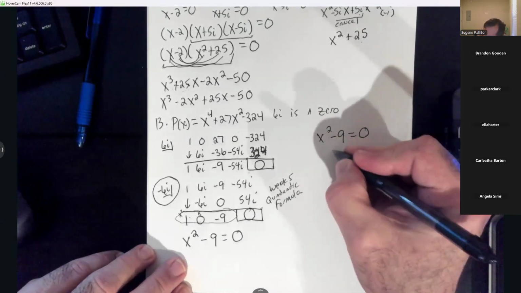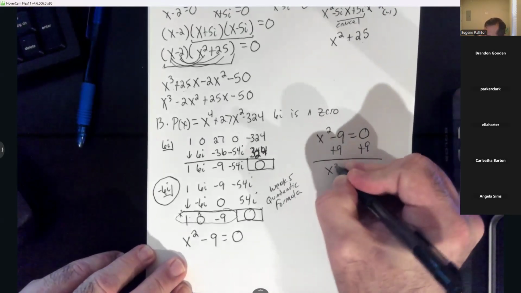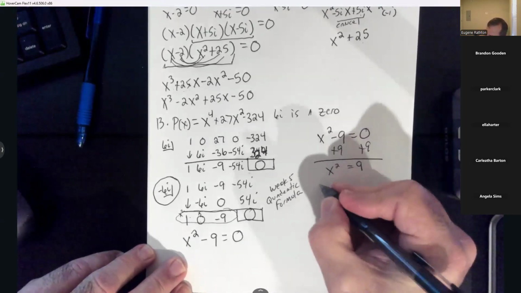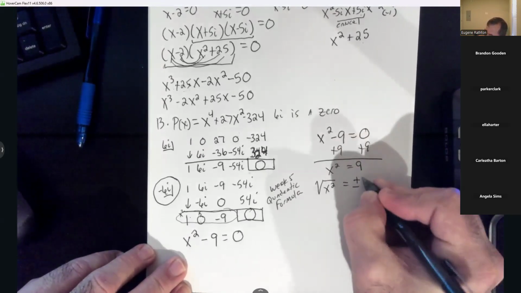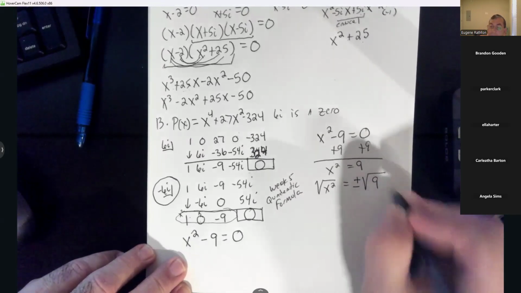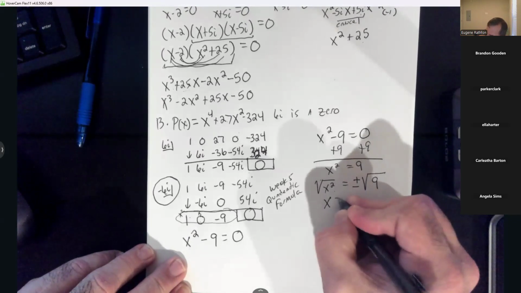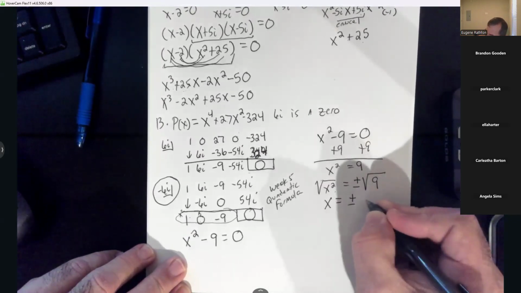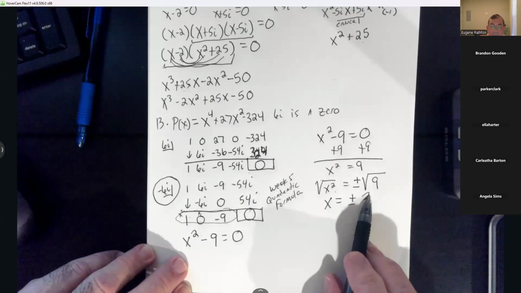All right, y'all, to solve this, I'm going to add 9 and do my square roots. So I get x squared equals 9. I'm going to square root both sides. So since that's a number, I'm going to get a plus or minus square root of 9. So y'all, square root of x squared gives me an x. And that's going to be what? A plus or minus square root of 9 is 3.